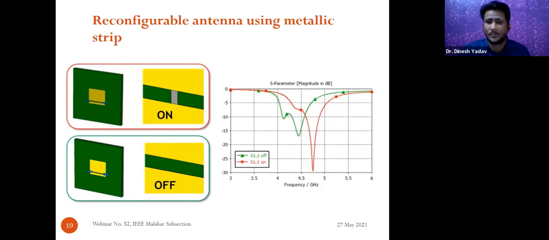In this diagram, you can see that if the diode is on, the red one is the return loss, and if the diode is off, the resonance shifts below 4.5. So what are the factors? How the surface current is behaving, and how the diode structure is behaving after switching on and off. This is one of the points for analysis in the reconfigurable antenna.